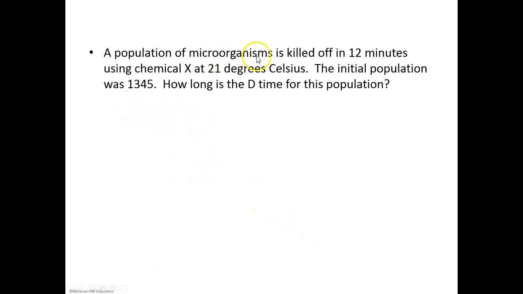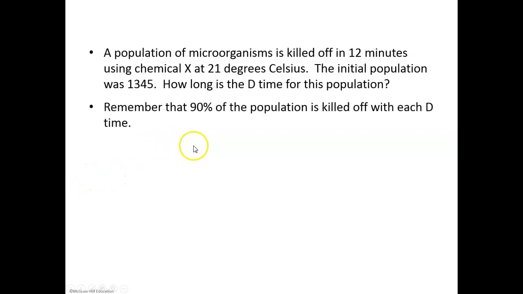Here's another question that I can give you. A population of microbes is killed off in 12 minutes. So we know chemical X kills all the microbes in a population in 12 minutes at 21 degrees Celsius. We also know that there were 1,345 microbes in the initial population. So how long is the D time? Now I'm asking you to tell me the D time. Again, pause this and try to do the problem.